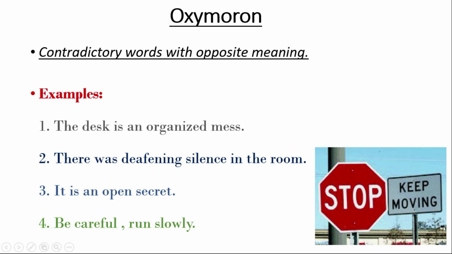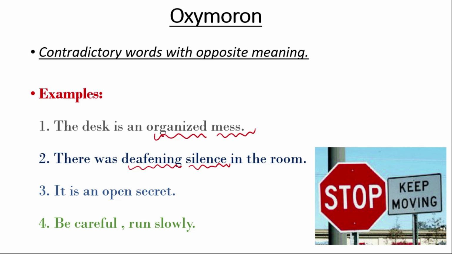So oxymoron is exactly contradictory words with exactly opposite meaning that are placed together. For example, the desk is an organized mess. So mess means something that is not organized, and here you are placing organized with mess. So this is an oxymoron. Second one, there was deafening silence in the room. So what is deafening? Deafening means so loud it will make you deaf, but there was deafening silence where the silence was loud. It means you want to say that there was total silence in the room.